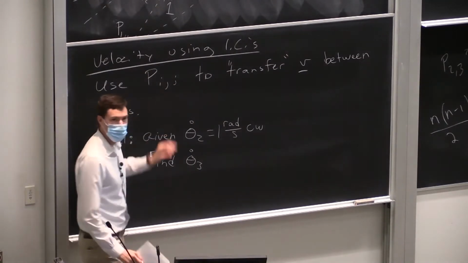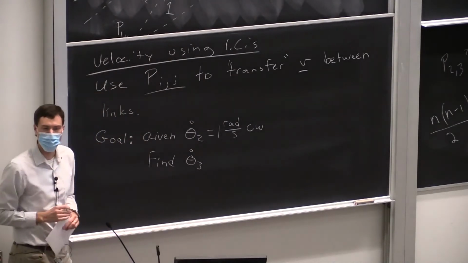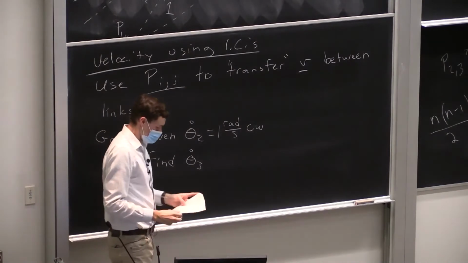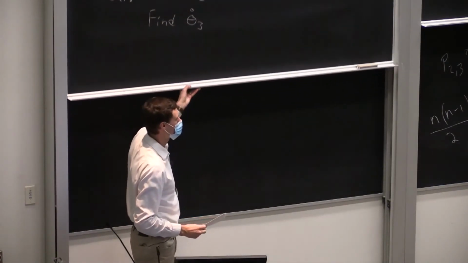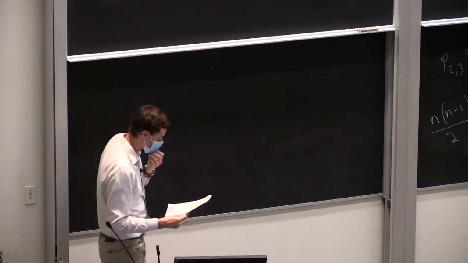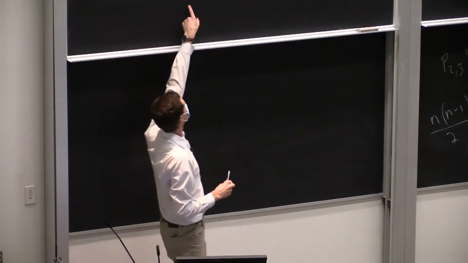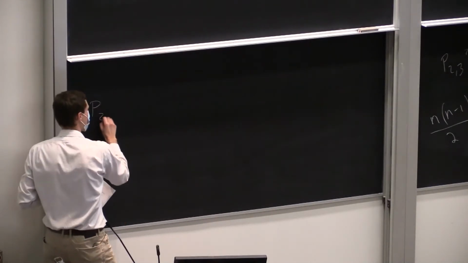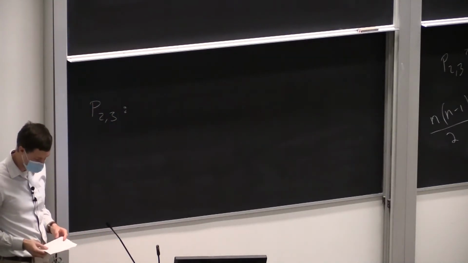Okay, and so we're going to use our instance centers, which tell us something about the velocity relationship between links. And up till now, it's been a little bit abstract. But right now, we're going to see how that is going to be used practically. So let's think about the meaning of our instance center. So for this problem, we want to go from link 2 to link 3. So we're going to use P23 to do that. So let's write out what the meaning of P23 is to remind ourselves.